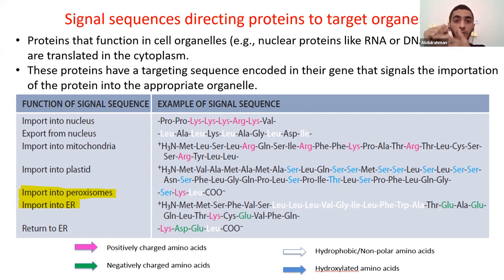It takes this protein and the ribosome together to the endoplasmic reticulum, where it can finish its process of translation. Again, the sequence for the endoplasmic reticulum, or for secretions, or for the lysosomes, or for the membrane-bound proteins, will be a hydrophobic amino acid at the N-terminal.